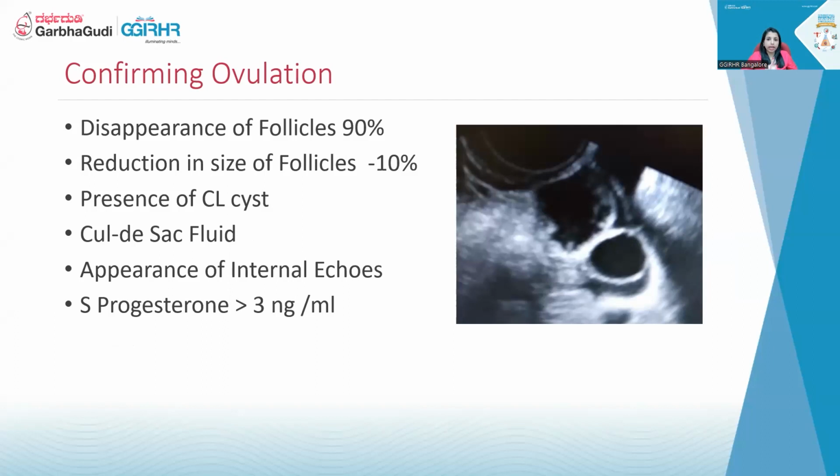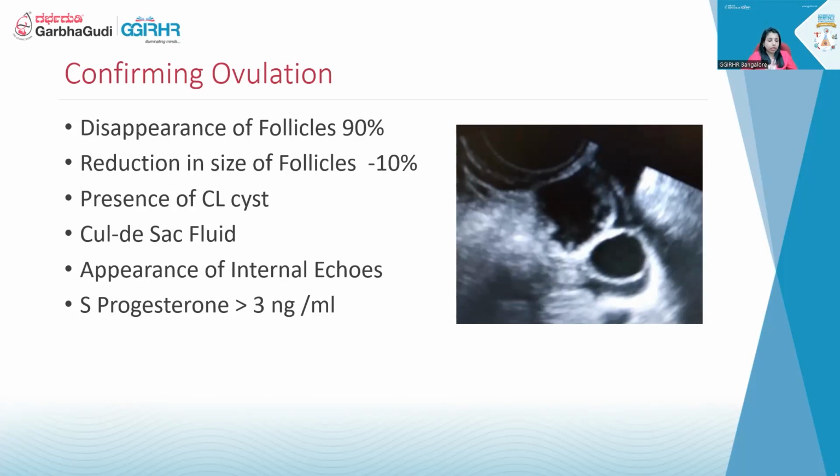So when you do the scan, you can see a corpus luteal cyst, which is seen in about 90% of the patients. Sometimes just a shrinkage of the follicles, which is again a sign of ovulation. There could be a disappearance of the follicle, that is again seen in about 90% of patients. Presence of fluid in the POD, appearance of an internal echo inside the follicle, that is signs of hemorrhage, is again a sign of ovulation.